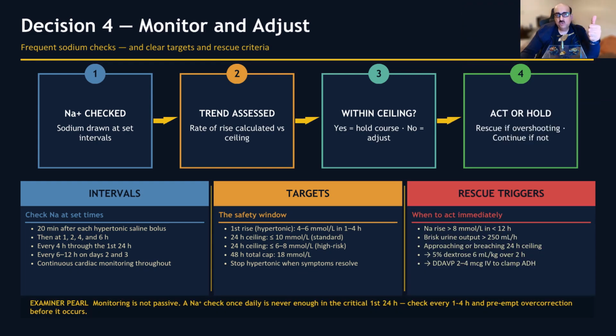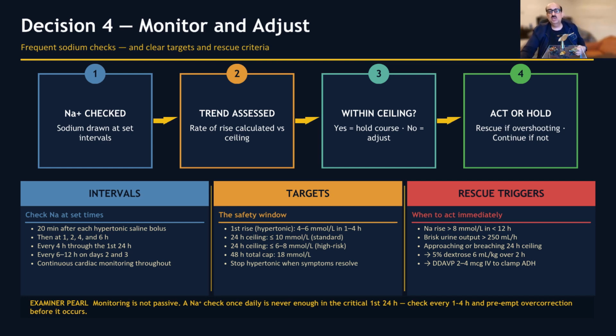What are the rescue triggers if the sodium correction overshoots? First of all, if you achieve 8 millimole or more than 8 millimole correction in less than 12 hours, which means less than the recommended window of 24 hours, or you notice that the ADH phenomena is switching off and the kidneys are producing excessively dilute urine, that can lead to a dangerous rise in sodium. And for that, 250 ml per hour urine output is considered very high.